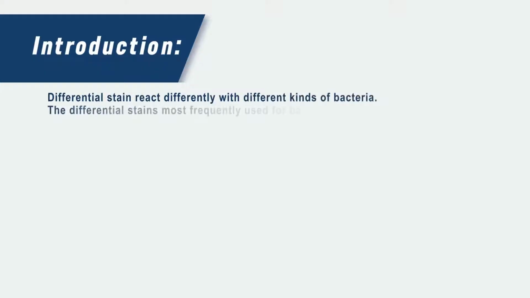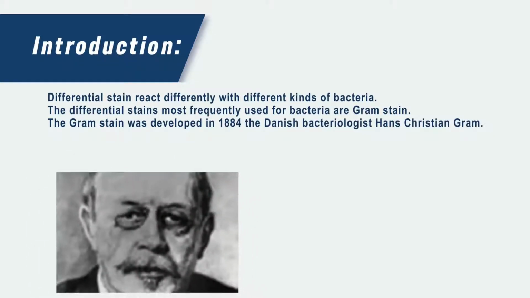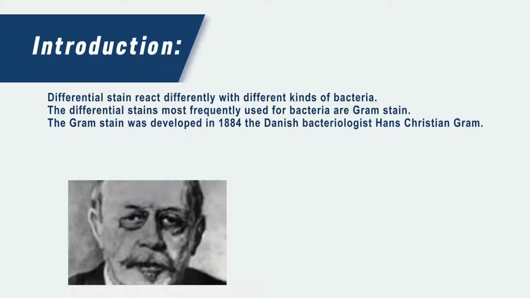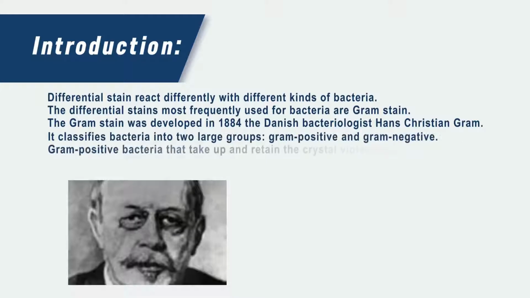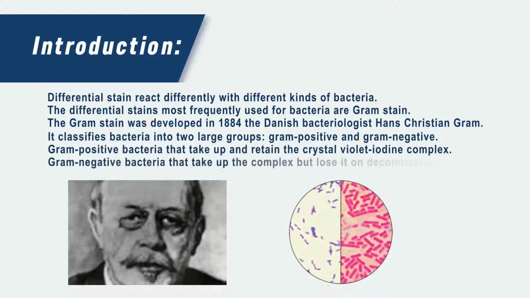Introduction. Unlike simple stains, differential stains react differently with different kinds of bacteria and thus can be used to distinguish them. The differential stain most frequently used for bacteria is the gram stain. The gram stain was developed in 1884 by the Danish bacteriologist Hans Christian Gram. It is one of the most useful staining procedures because it classifies bacteria into two large groups, gram-positive and gram-negative.